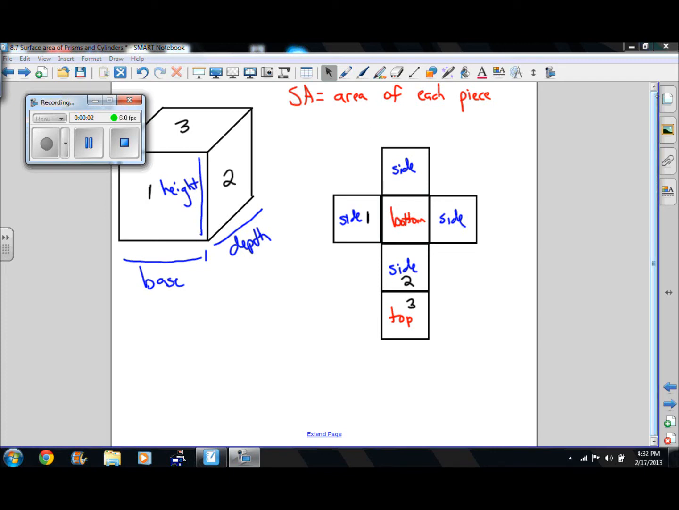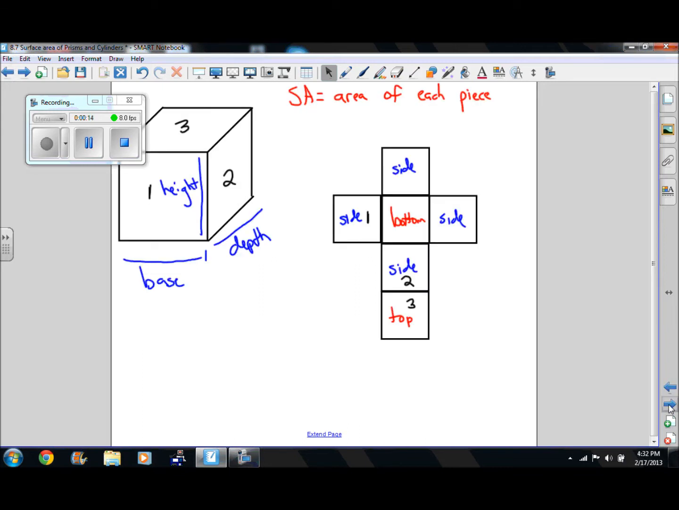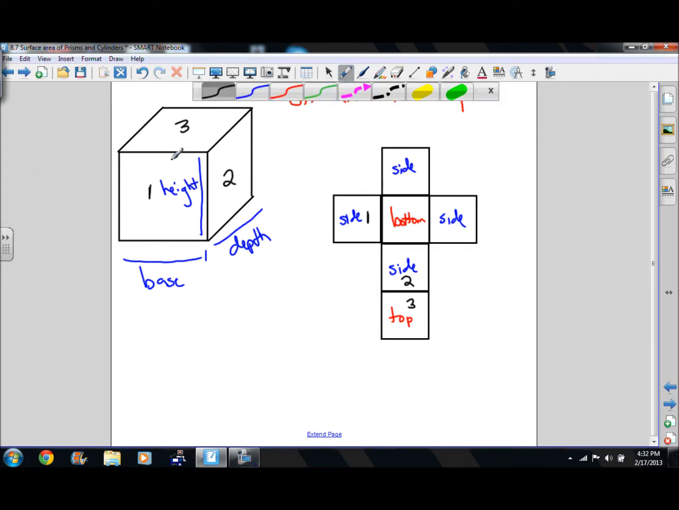All right, we're going to be working on surface area of these same type of shapes, okay? So the first slide that you guys like is here. Volume is the inside, surface area is the outside, okay? So for example, if we're working with this prism here, we have to add up all of these pieces, okay? Well, if we folded it out, we call this a net, okay?